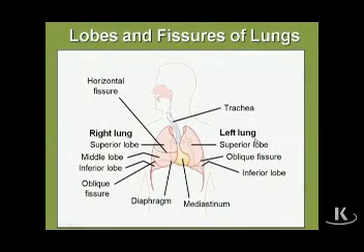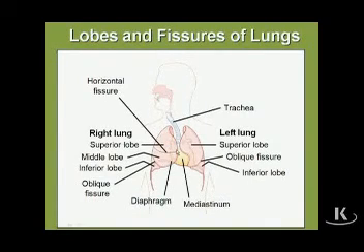Now we'll turn our attention to the lungs themselves. And we, of course, know that the left lung has two lobes separated by an oblique fissure. And the right lung has three lobes separated by an oblique fissure and a horizontal fissure.